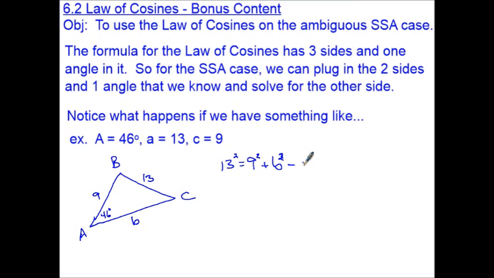Okay, now that's a little bit weird, but it's what we have. Now minus 2 times, and again, the product of these two guys, so 9 times b. Again, that's a little bit unusual place to have a variable, but hey, it's what it is. And then finally the cosine of 46. Again, this is basically a quadratic, because we have a variable squared, and then we have a variable of first power, and then we have some other constant terms lying around. So basically we can solve this, and if we can work with it, then we've got something we can deal with.